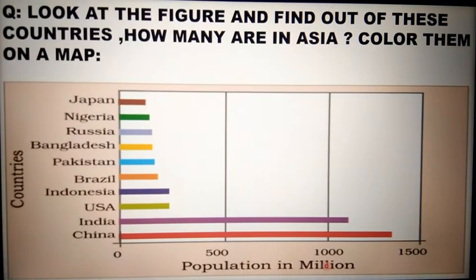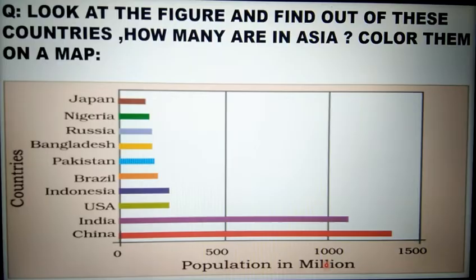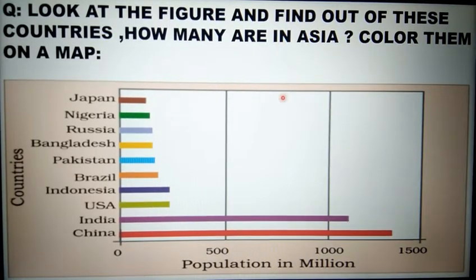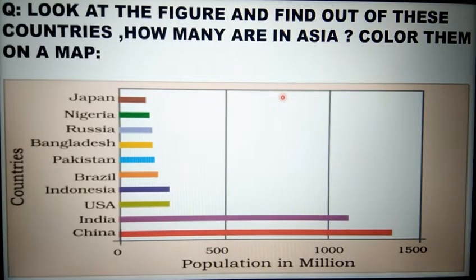Then we have the second question. This is the table given. You need to look at this figure and find out the countries. How many are there in Asia, and color them on the map. So first we need to recognize which of these countries belong to Asia, right?